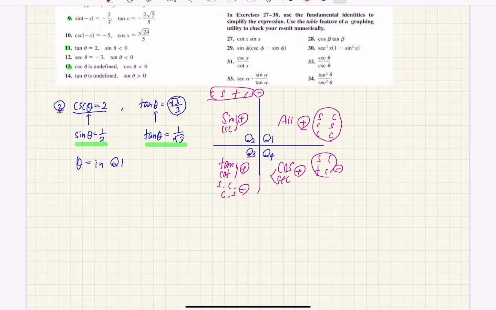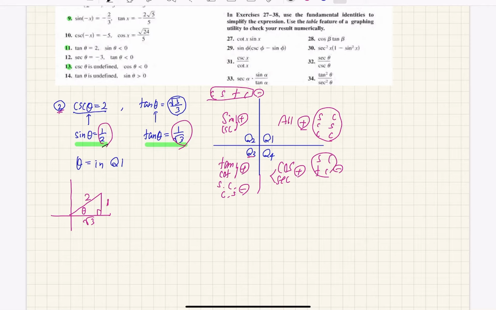In question number 2, sine is positive, tangent is positive. So theta should be in the first quadrant. In the first quadrant, make a right triangle like this. So theta is here in the first quadrant. And then use the ratio. Sine is opposite over hypotenuse. Tangent is opposite over adjacent, because tangent theta is 1 over square root of 3. Now you can easily find the other functions.